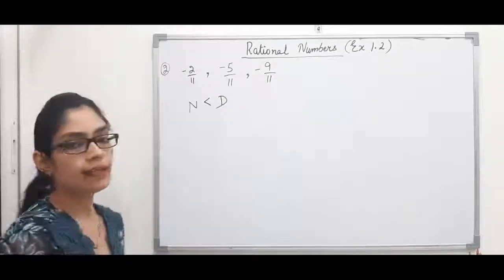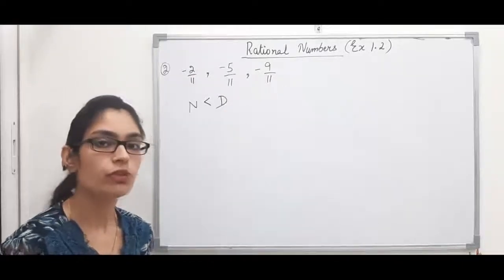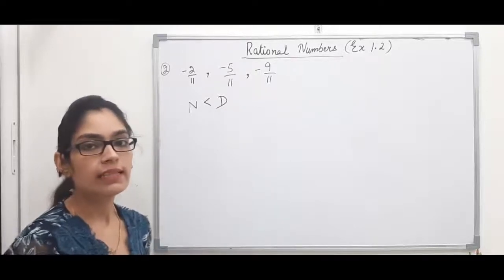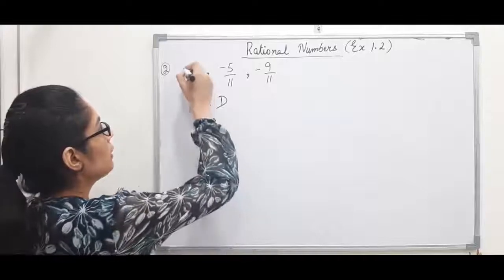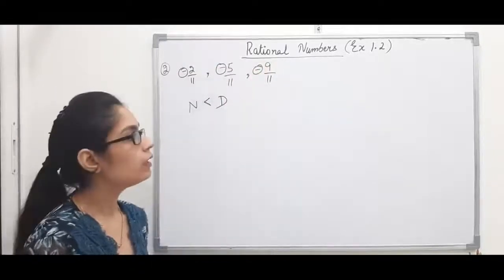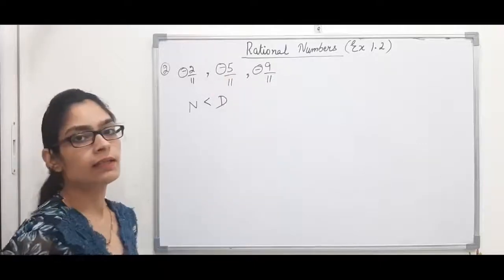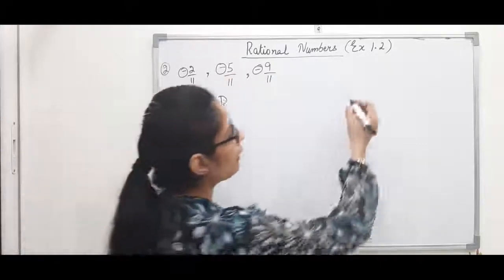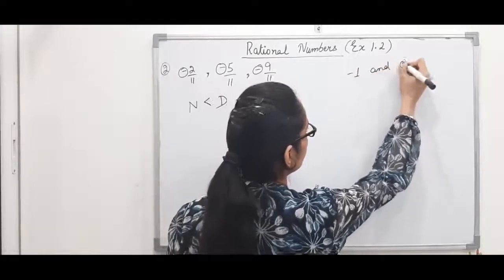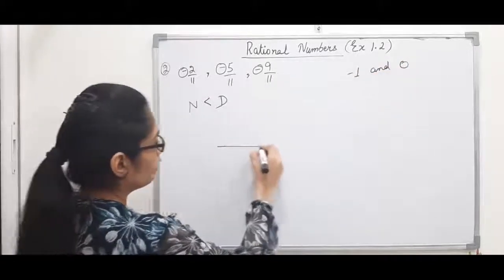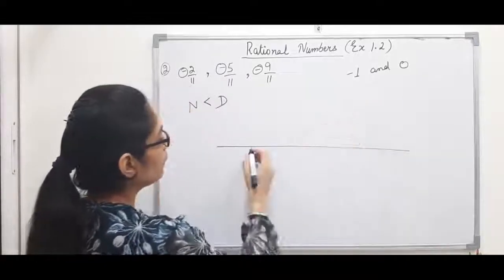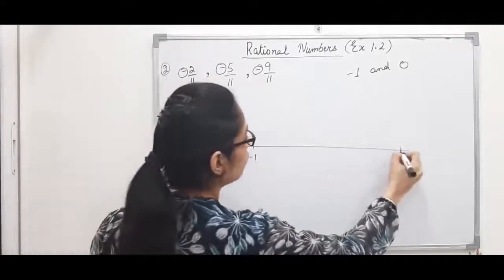So this is again our case number first, in which numerator is smaller than denominator, or we can say less than denominator. But here again they have given us minus signs along with the number. So this minus sign is suggesting to us that our point lies between -1 and 0. So we will draw a number line and mark -1 and 0 on our number line.